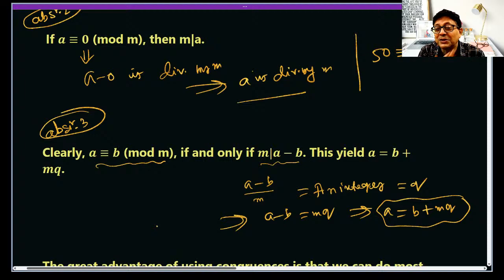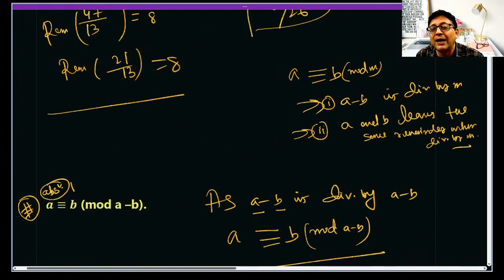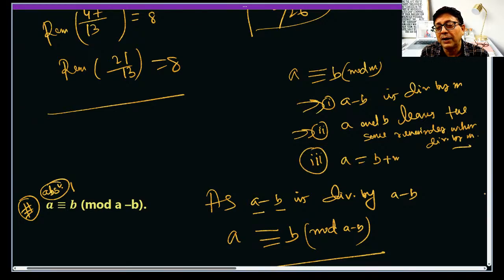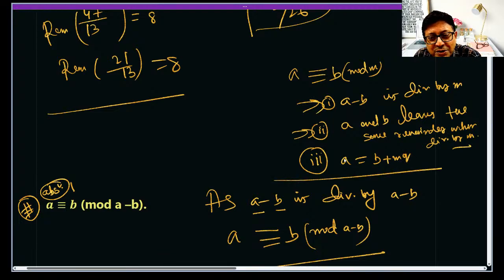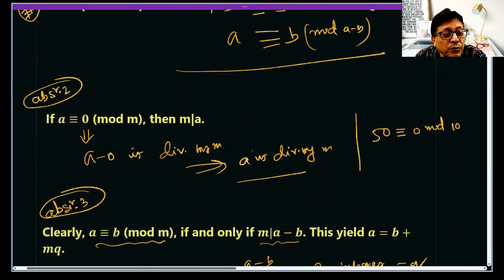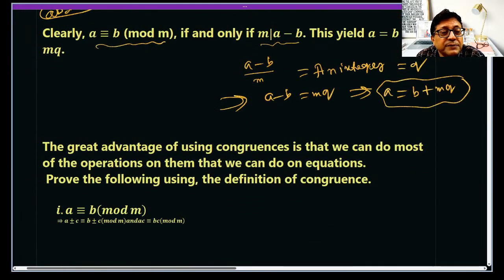So this is going to be added. In our observation, we have seen that A and B leave the same remainder when divided by M, which is equivalent to stating that A equals B plus M times Q. Clear? Understood? Let us go for the next observation.